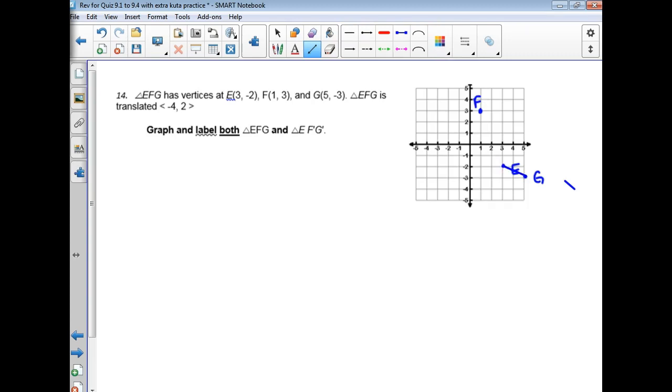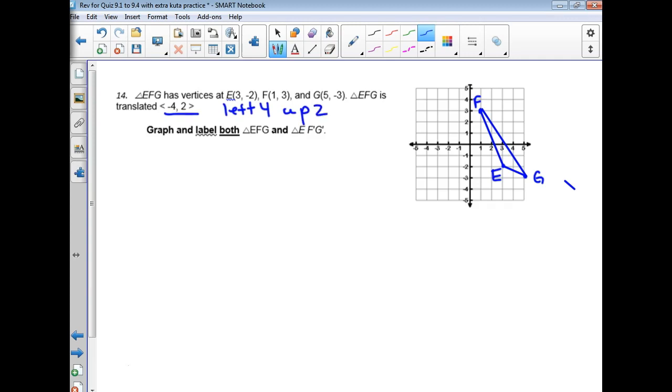Okay. So E to G, I don't like where I put my letter E, because it's all over the triangle. So I'm going to move it. Okay, now I'm going to translate it negative 4, 2, which means left 4, up 2. So I'm just going to slide the points. It just says to graph it and label E prime, F prime, G prime.